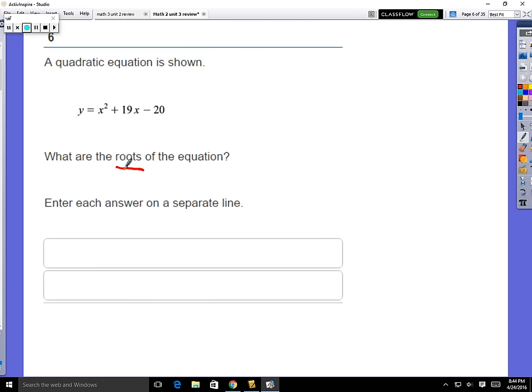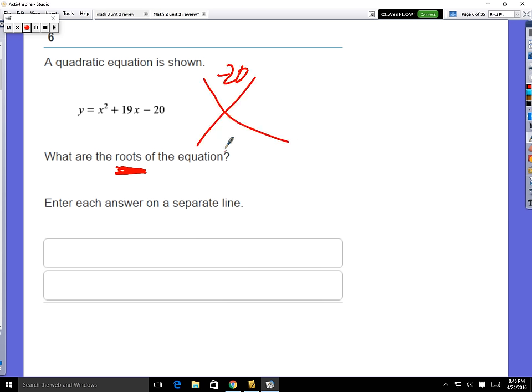Okay, roots, that's the same thing as a solution. And it is already in standard form and it doesn't look too funky. So first try and factor it. Do there exist numbers that times and give you a minus 20 and at the same time add and give you 19? And the answer is yes.